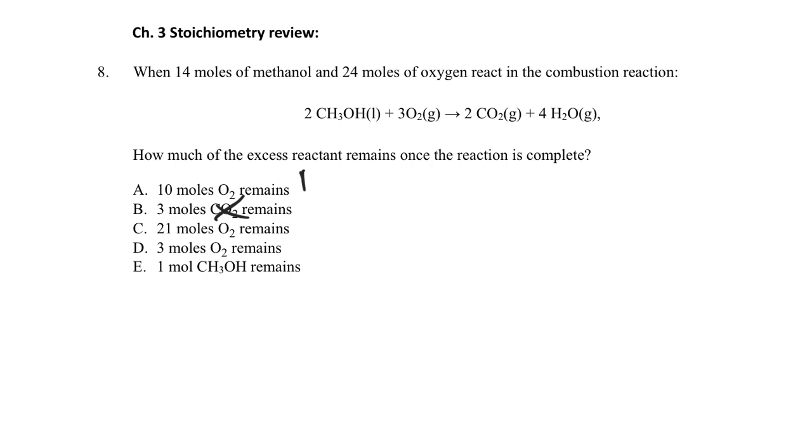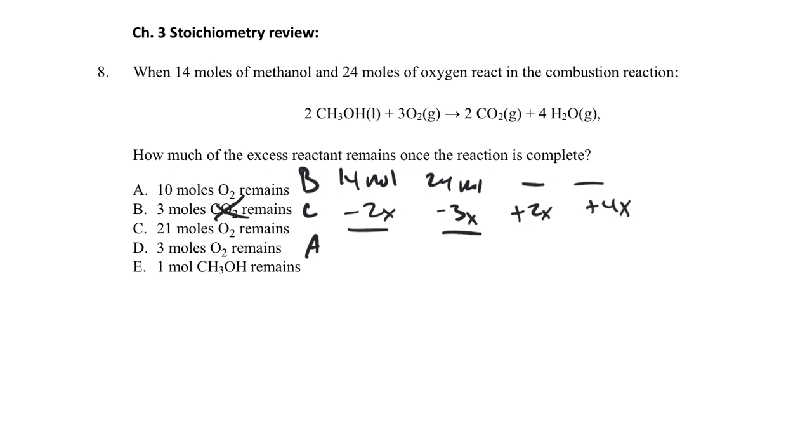If we think of the BCA chart, we can do that. We have our 14 moles of methanol, 24 moles of O2, and none of the 2 products yet present. Then our change: for every 2x that we lose of methanol, we're losing 3x of O2, and we're forming 2x of CO2 and 4x of water. Once the reaction completes, one of these 2 reactants should hit 0. The question is which one of them hits 0.